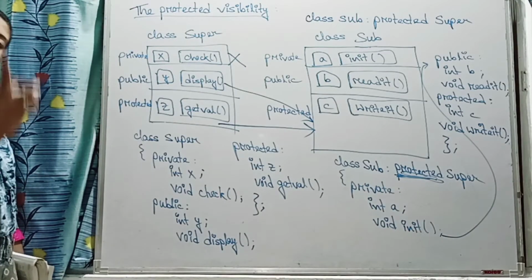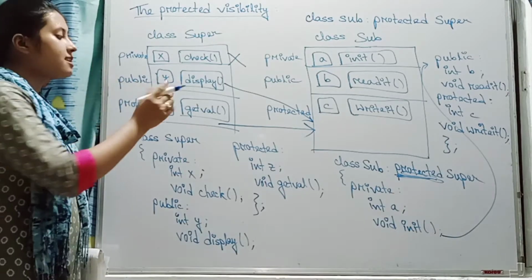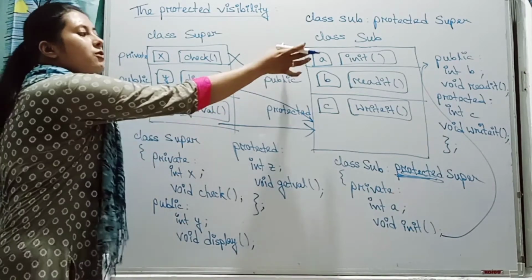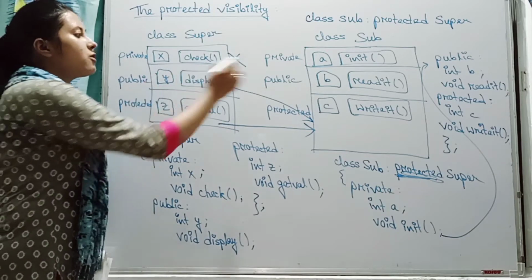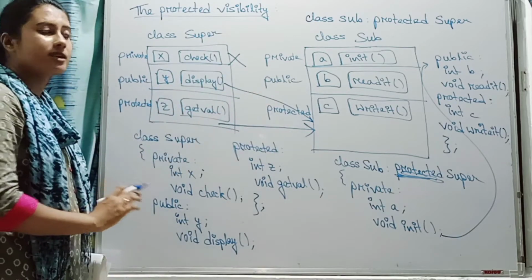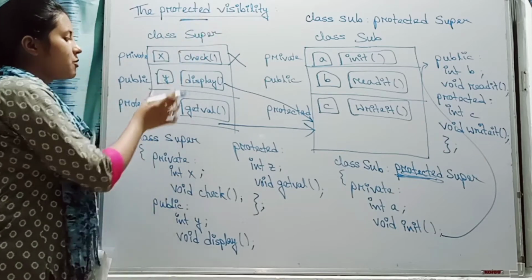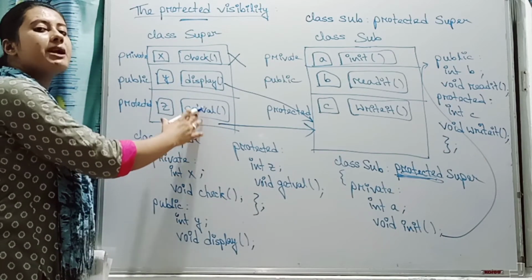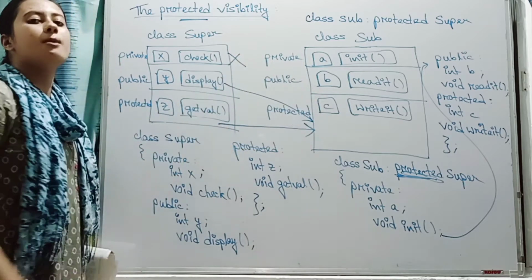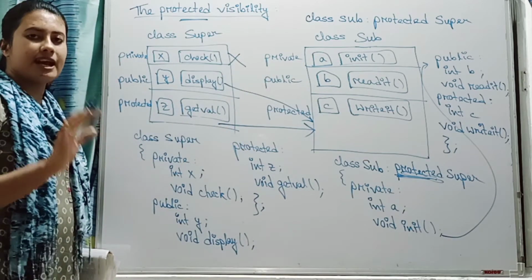In the private derivation, what we have seen? The public and the protected data goes to the private section. In the public one, what we have seen? The public goes to public, protected goes to protected. But in the protected visibility mode, the public and the protected, both these data members and member functions will go to the protected section of the derived class.